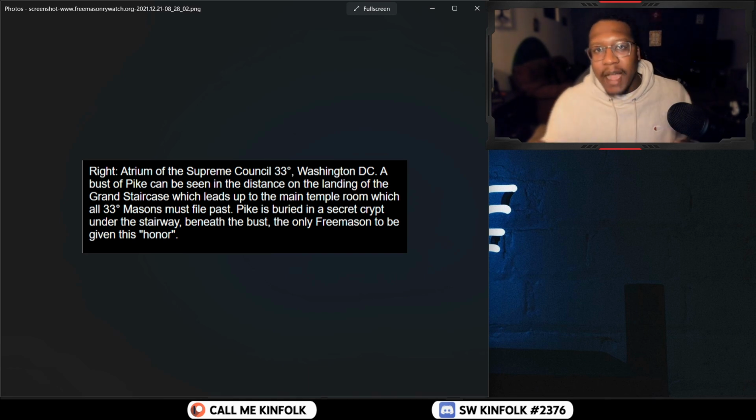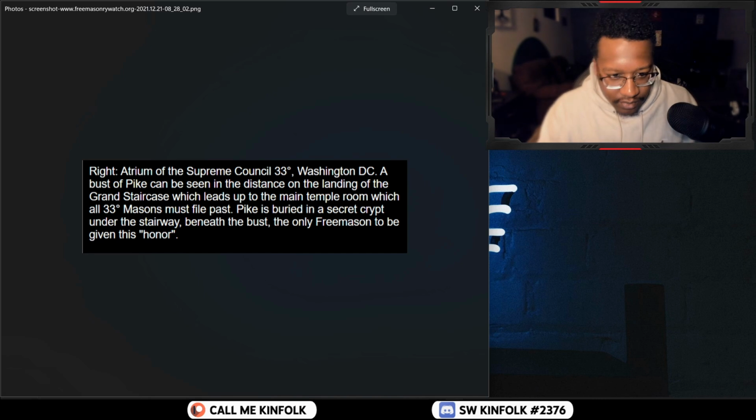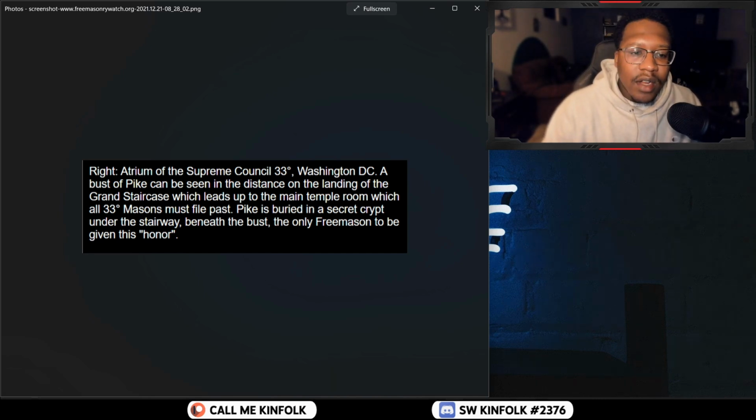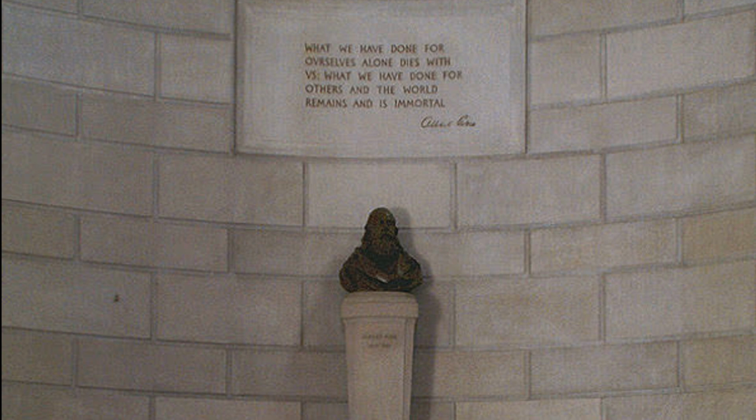But this is a nobody. This is somebody that they claim is a nobody. Somebody that you have to pass every time you go into the main temple room. Pike is also said to be buried in a secret crypt under the stairway beneath the bust, the only Freemason to be given this honor. So here's a picture, you know what I'm saying? Here's a close-up of him going up to that grand staircase.